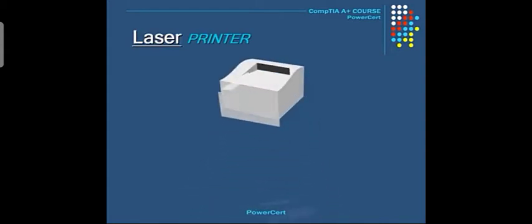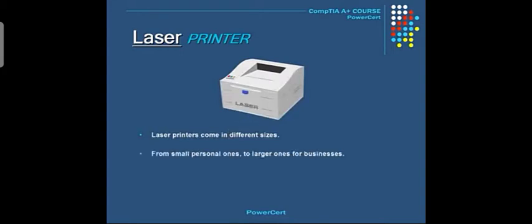The next printers we're going to talk about are laser printers. Laser printers come in different sizes, from small personal ones to larger ones for businesses. Laser printers provide the highest quality print available today, and they are the most expensive.